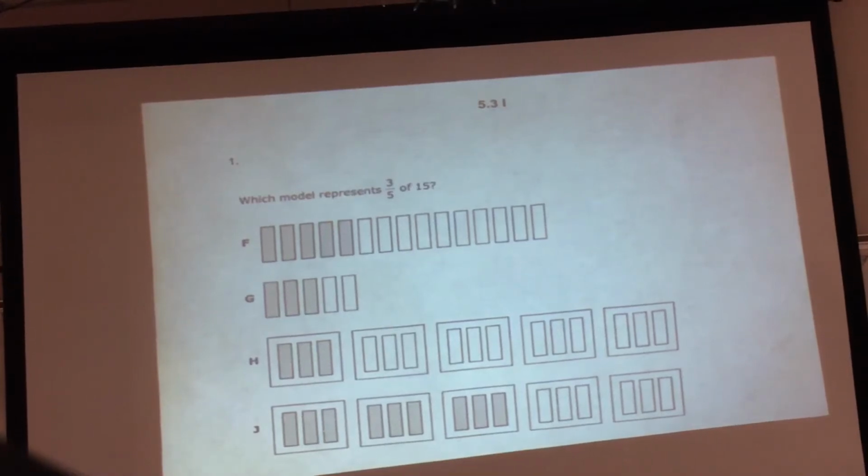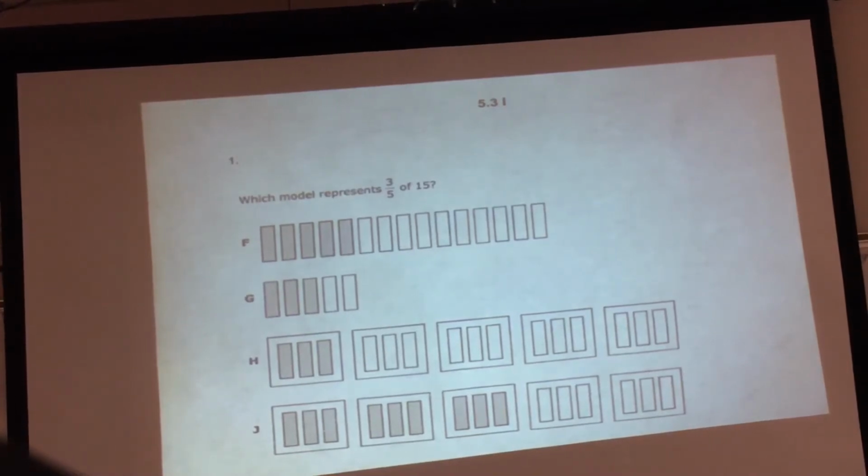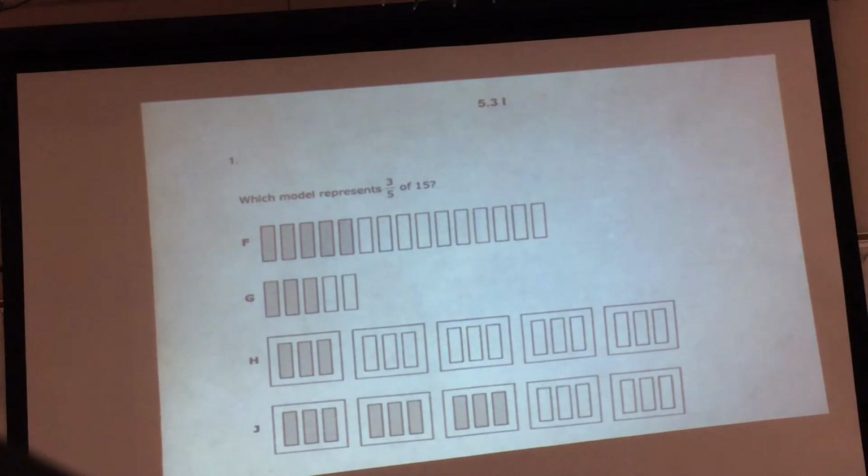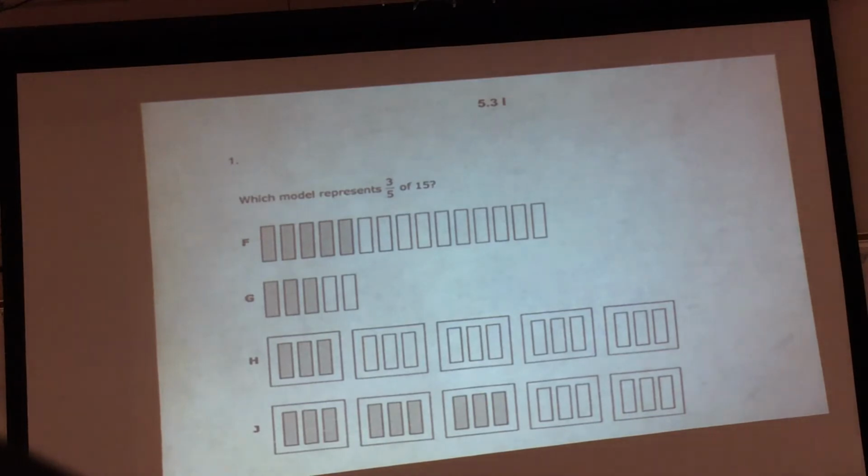We are going to look at multiplying fractions with pictures and with standard algorithm today. So, on the first one, it says, which model represents 3/5 of 15? The very first thing you're going to want to do is look at which one of those answer choices has a total of 15 little rectangles.